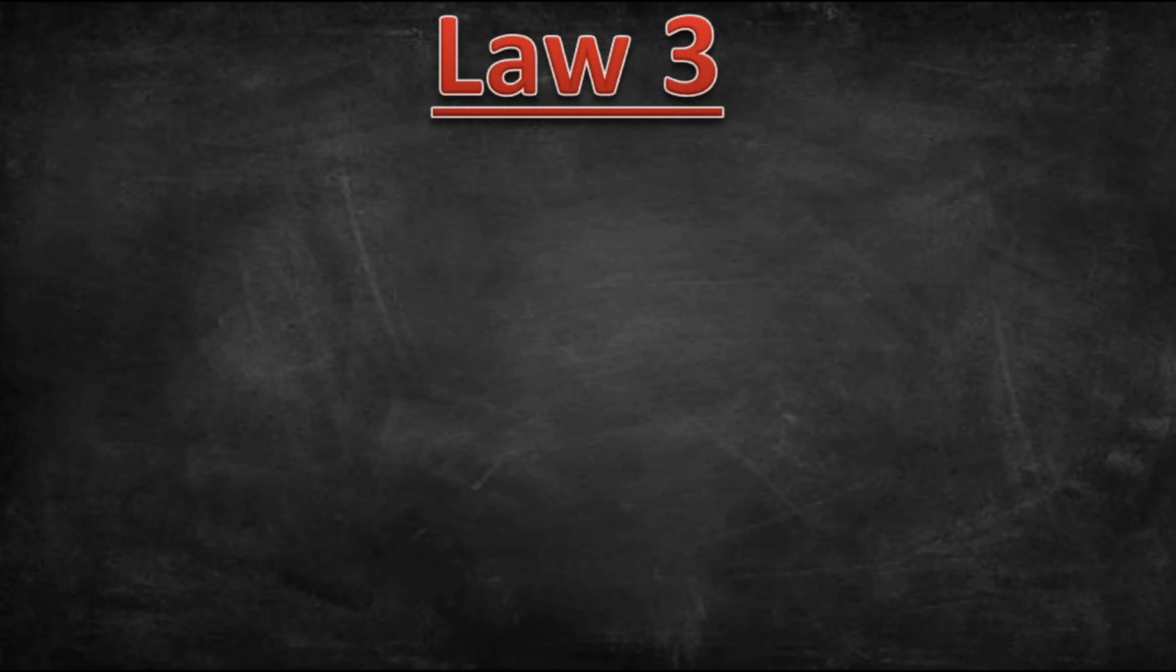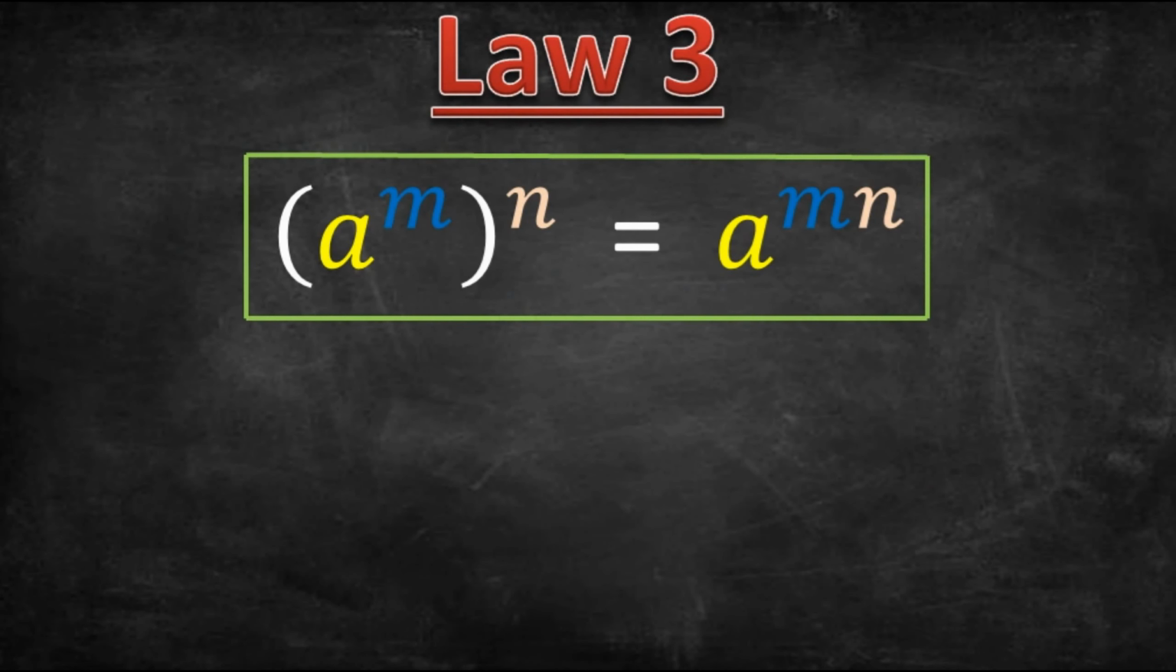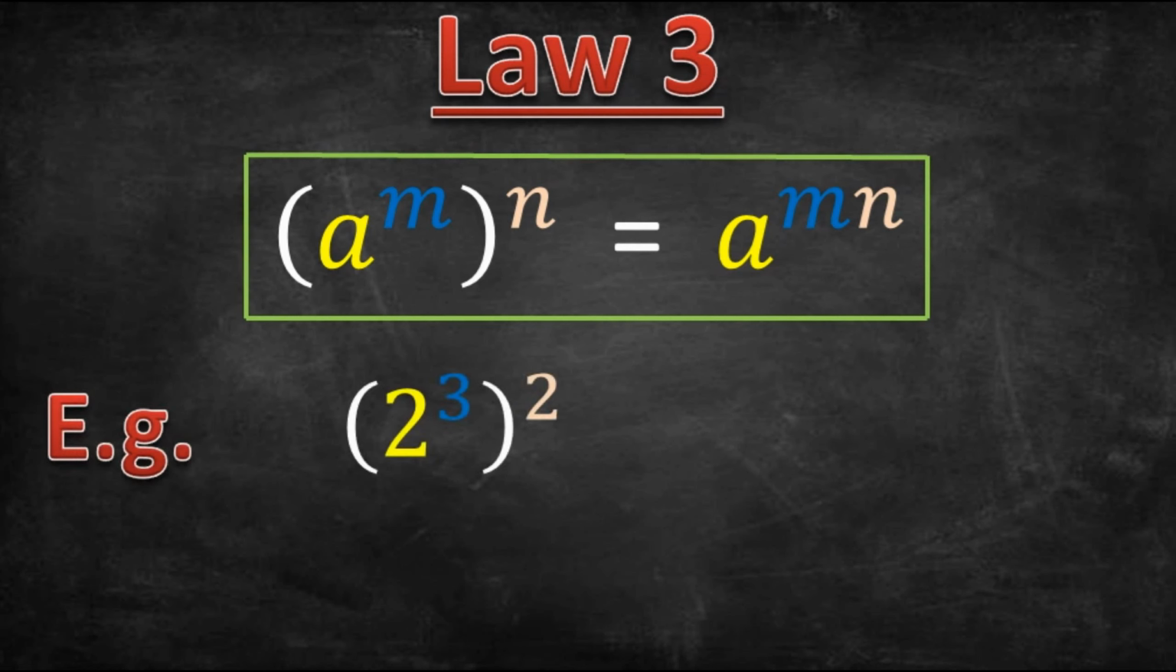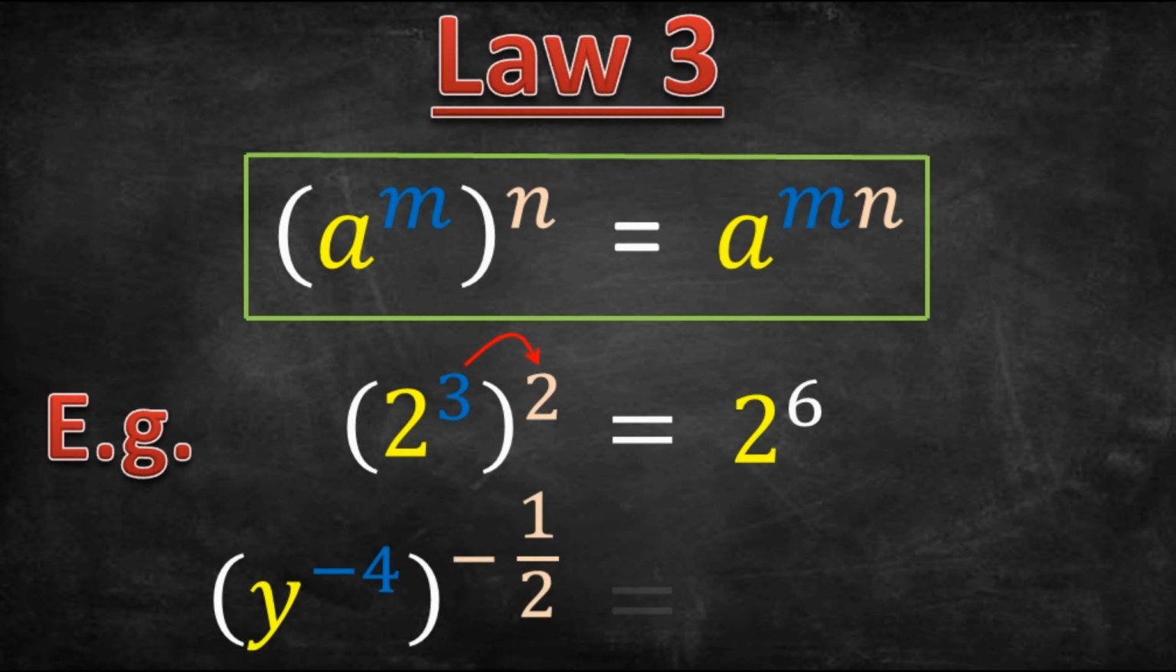The third law of exponents says a to the m all to the n equals a to the m times n. In other words, when we have brackets, we multiply the powers. Let's look at one or two examples. 2 cubed all squared equals 2 to the power 6. We multiply the 3 by the 2, which gives us 6. Similarly, y to the negative 4 all to the negative a half is y squared, since negative 4 times negative a half is positive 2.